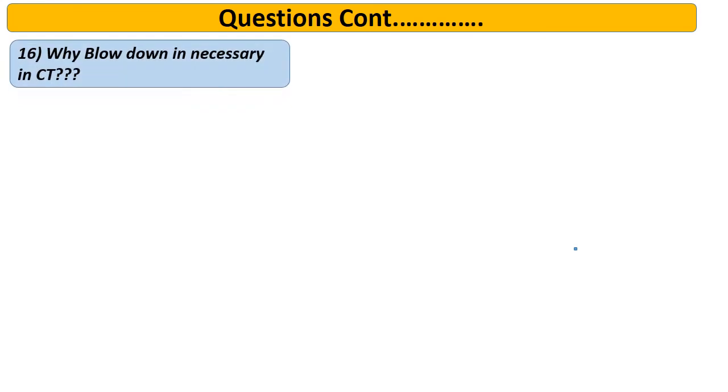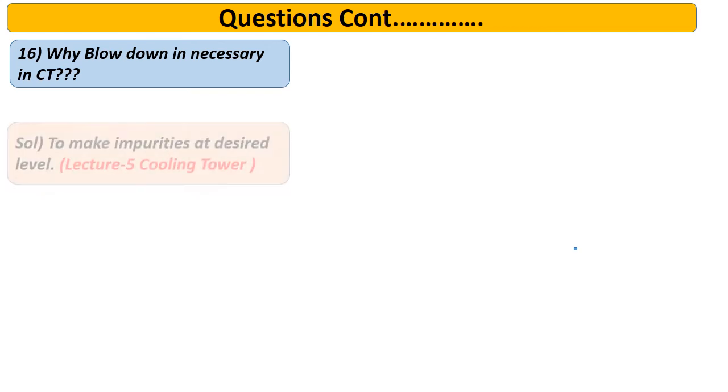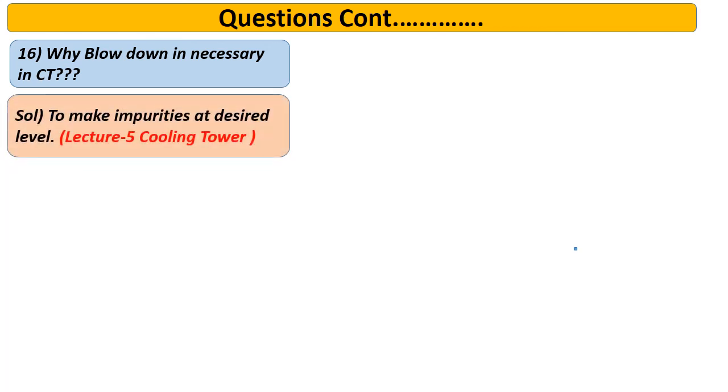Friends, moving to the next question, why is blowdown necessary in a cooling tower? Friends, blowdown is necessary because as the water is circulating in a cooling tower, its temperature is higher, so the impurities and solids present in the cooling tower go on concentrating. So we have to maintain the level of these solids at a certain fixed level. To keep that level fixed, we have to remove some of the circulating water and add some fresh water. That's why blowdown is necessary in a cooling tower, to keep the impurities at the desired level.